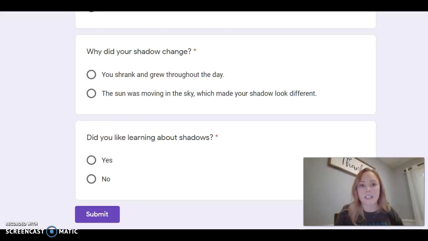You don't have to remember every detail, but do remember that shadows are made by a light source. Something has to be blocking the light source, and shadows do change throughout the day because the sun is moving.